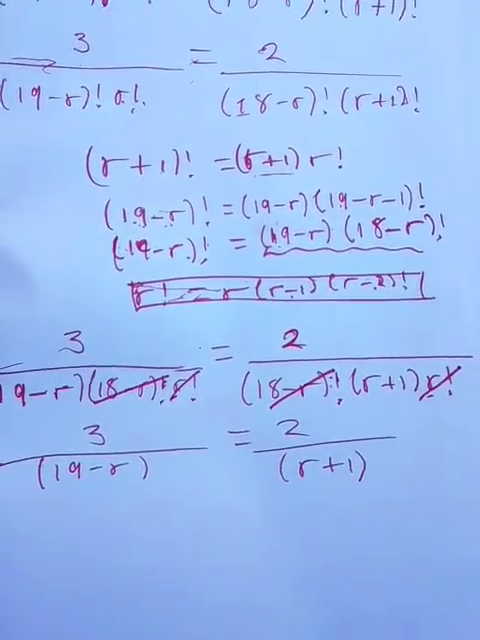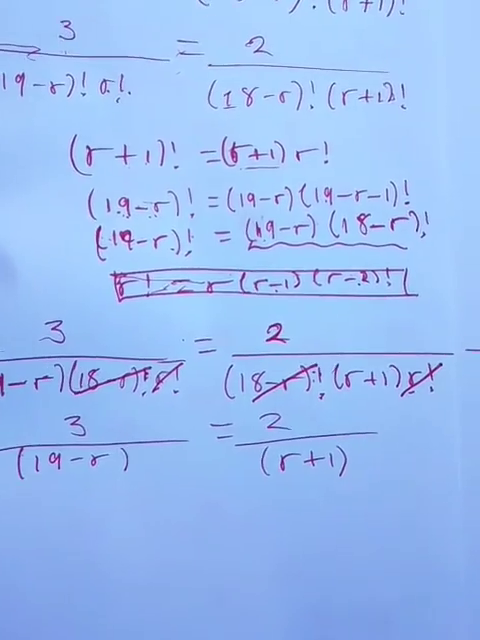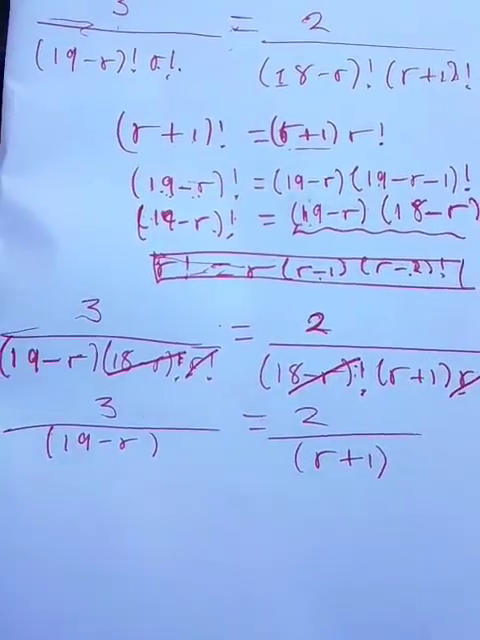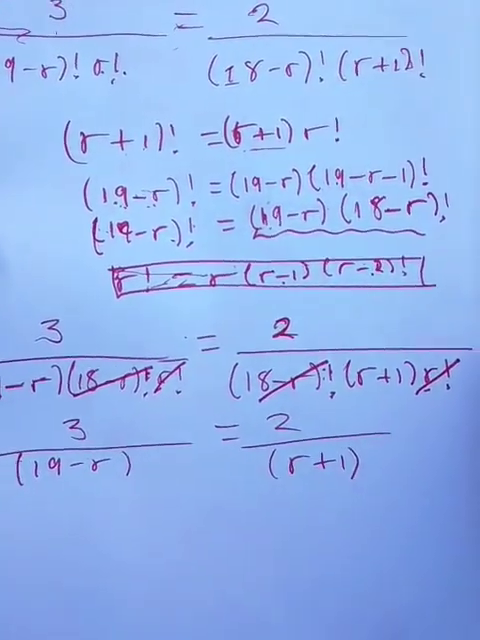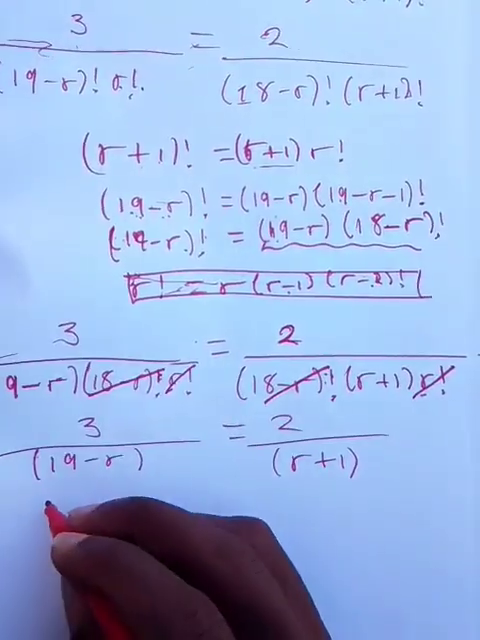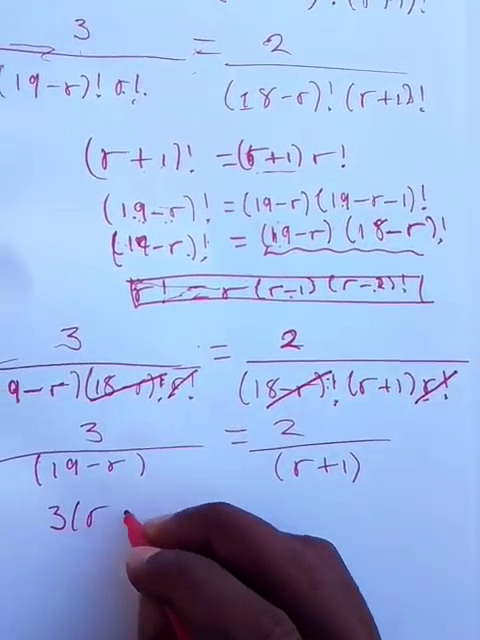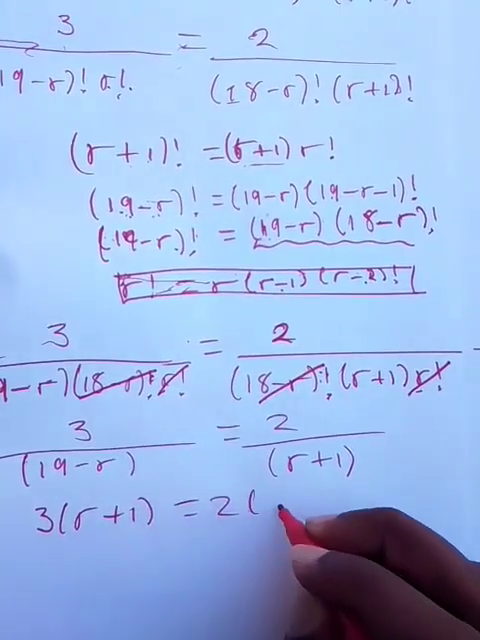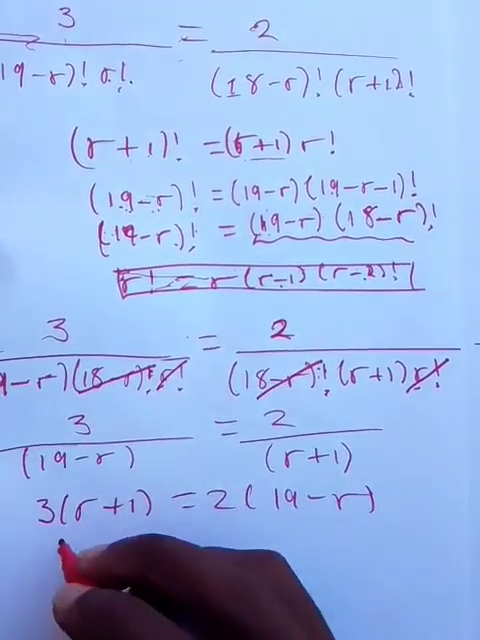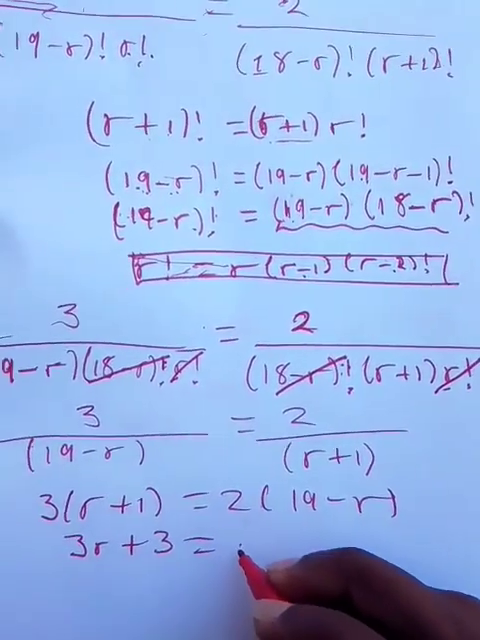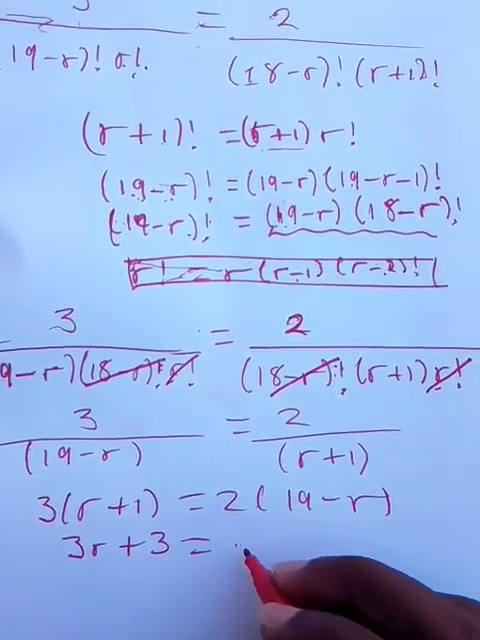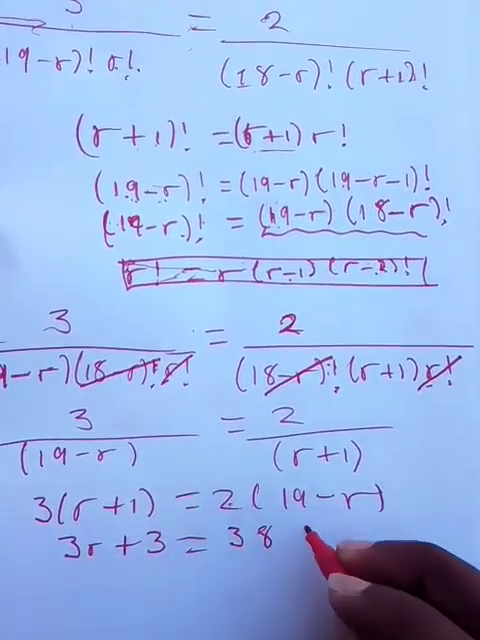So once you reach here, you just apply the basic math, the math that you have been solving, okay? So let's just cross multiply. So 3 times r plus 1 is equal to 2 times 19 minus r, and then 3 times r to be 3r, right? Plus 3 is equal to, what is 2 times 19? It is going to give me 38. 2 times this one, negative 2r.